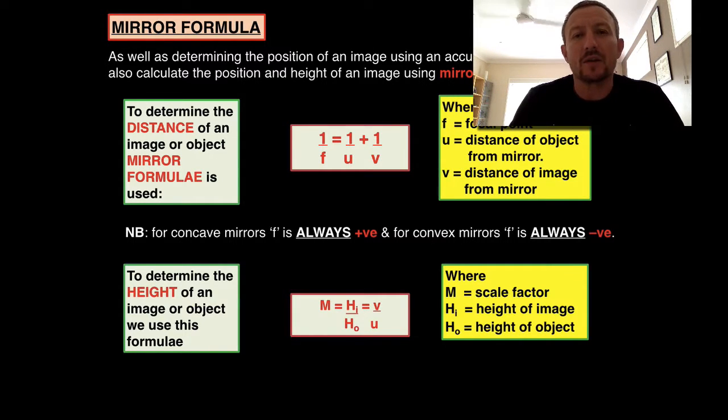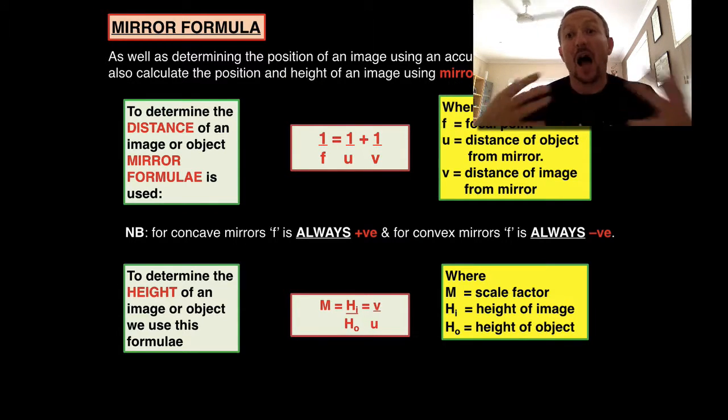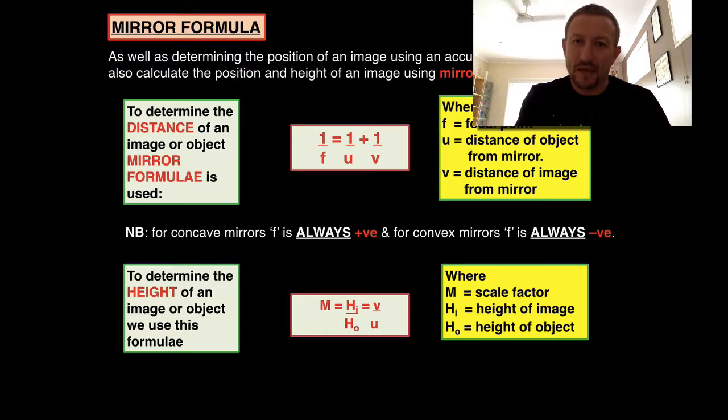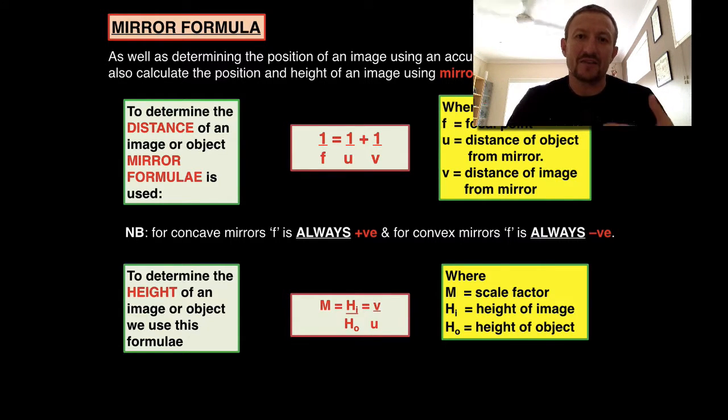So m is what we call a scale factor. It's a ratio between the heights of the various objects, or a ratio of the distance of the object and the image. So obviously if the distance is halved, then the height will be halved. If the image distance is double the object distance, then the height is going to be double the object height. So as a result, m is only a scale factor and hence has no units.